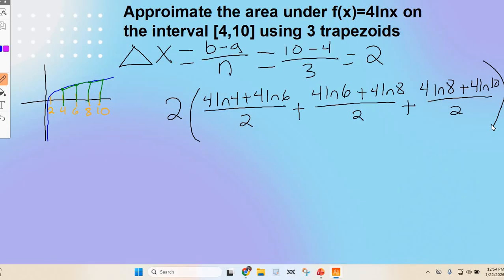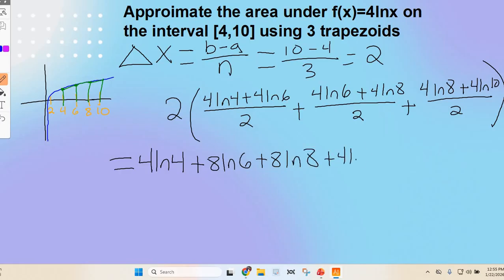Now notice if I'm dividing each of those by 2 and I also have a 2 on the outside, what's going to happen with those? They're going to multiply to give me 1. So I have 4 natural log of 4. And then how many natural logs of 6s do we have? 8. And then how many natural logs of 8s do we have? Also 8. And then I have 4 natural log of 10.